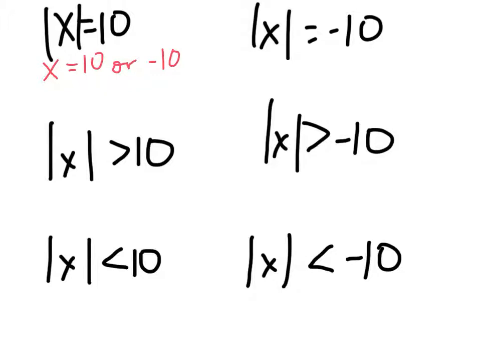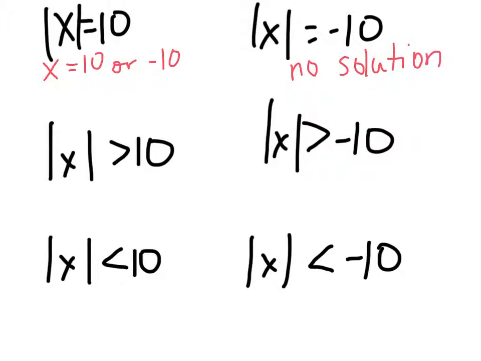Now if we have the absolute value of x equals negative 10, then we say, okay, so what number if I take the absolute value of it equals negative 10? Nothing, because every time that I take the absolute value of something, it becomes positive. So this type of problem would have no solution.